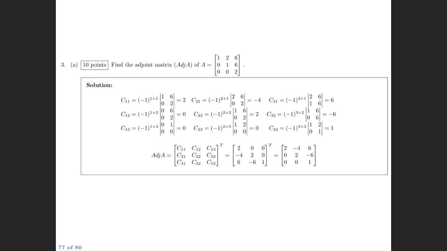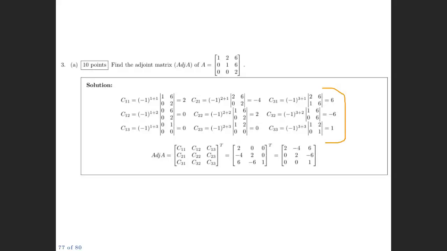Question 3. Find the adjoint matrix of this matrix. So as we talked about earlier, we need all of the cofactors. That's the long part of the calculation. We need to do 9 2x2 determinants, and then we need to work out if each one is plus or minus.